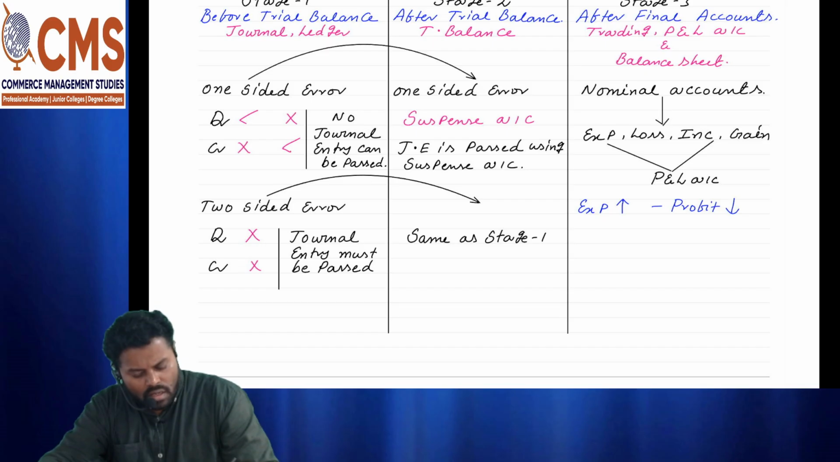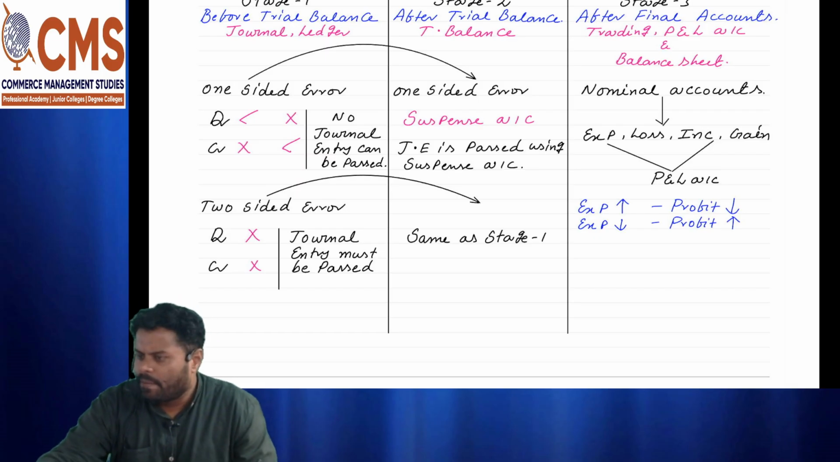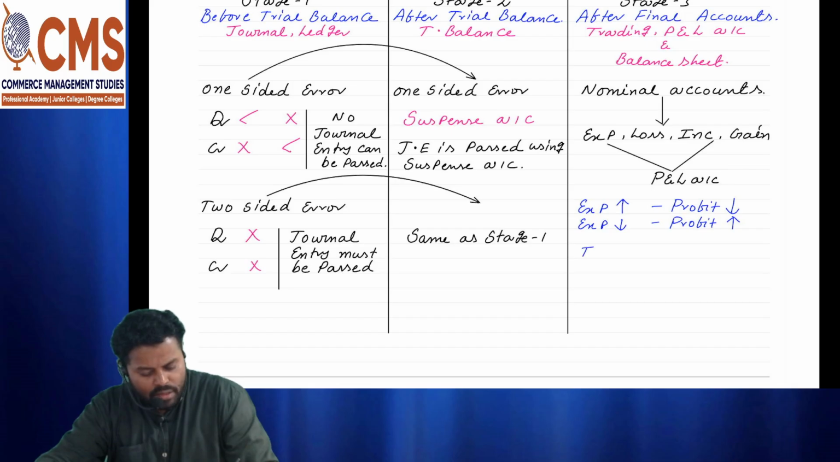Expense account has been understated. What will happen to your profit? Profit gets overstated, not increased, overstated. Same logic if I apply to what we call as income account gets overstated, profit also gets overstated. Income account is understated, profit also gets understated.